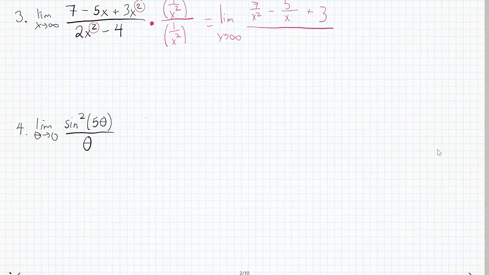Then down below, when you take 2x squared over x squared, notice you're left with 2, and then when we take 4 times 1 over x squared, that's 4 over x squared. Okay? So now what happens with this? Well, each little component, you're going to take a limit. So we can move that limit. We take the limit as 7 over x squared as x goes to infinity.